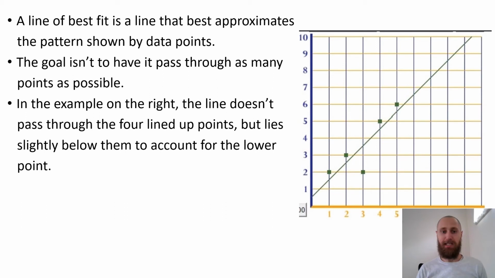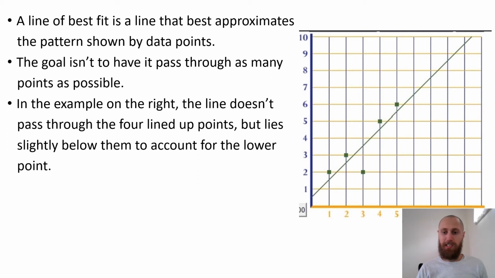When we put a line of best fit onto a set of data points, the goal isn't to have it pass through as many points as possible. So you might think that, well, 4 of those points on my graph perfectly line up, and if I put a line on top of those, that would surely be the best one. If only those 4 points were there and that little one down at 3 across 2 up wasn't there, then yeah, that line going straight through them would be the best one.